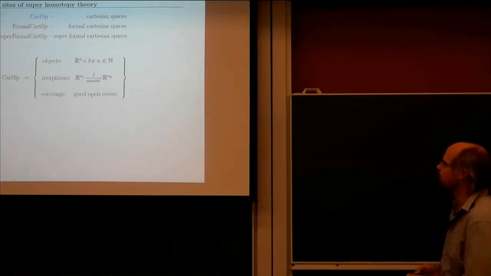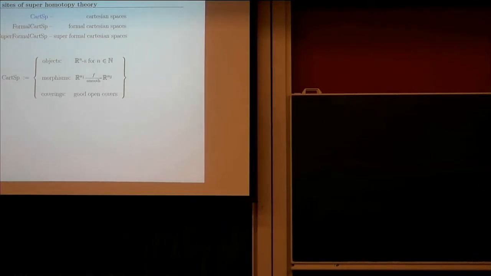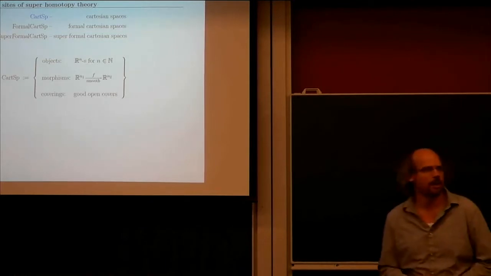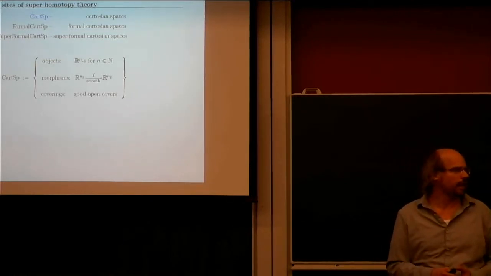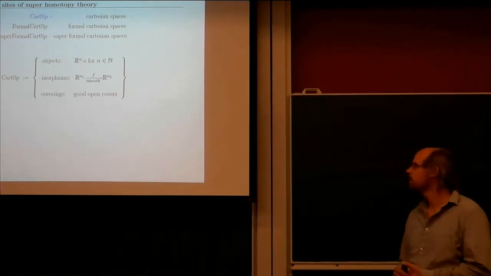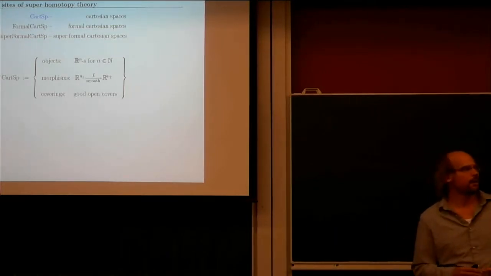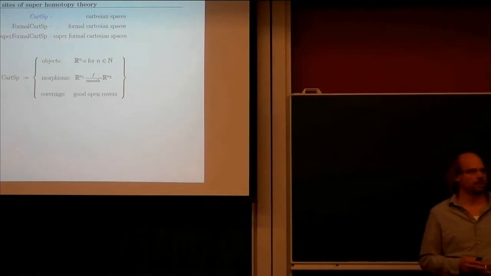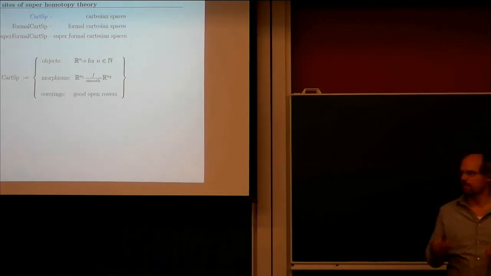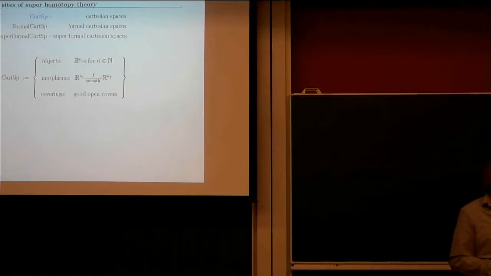So let's start with Cartesian space. It's supposed to be just the category with objects: there's an object for every natural number. It's just the set, if you wish, R to the n, the n-tuples of real numbers. And the morphisms are the functions between these sets that are infinitely often, arbitrarily often differentiable. So they're continuously differentiable. Smooth functions.